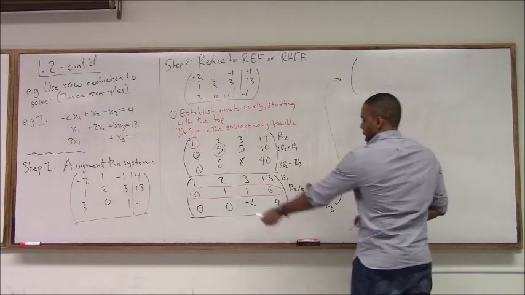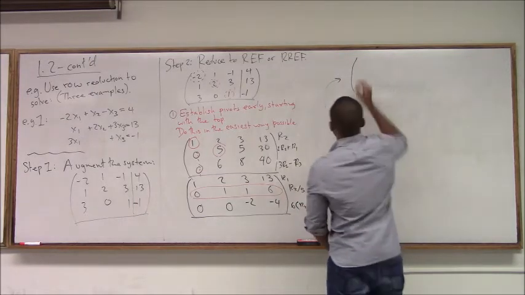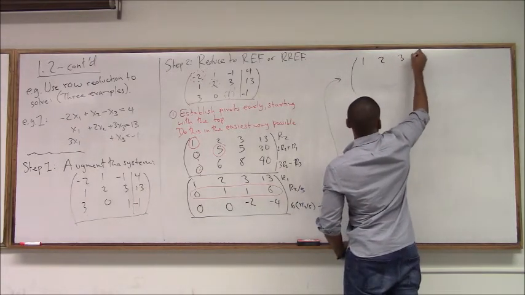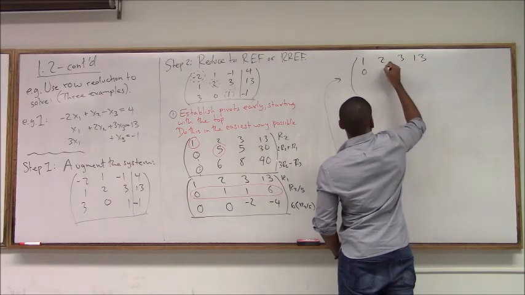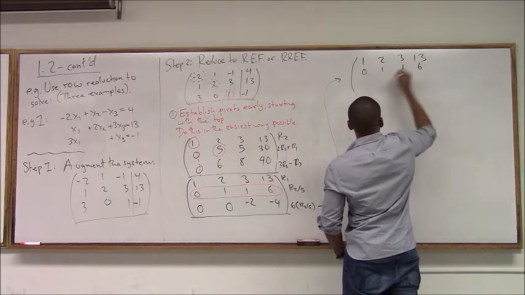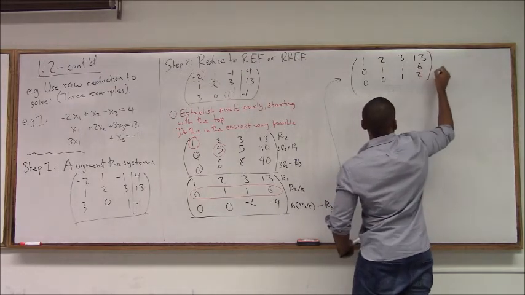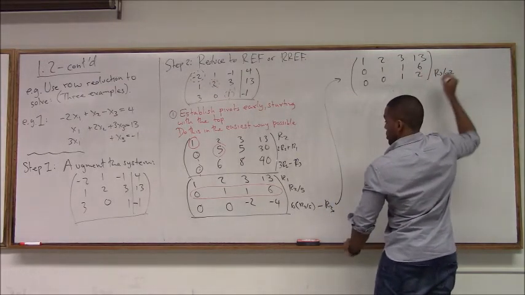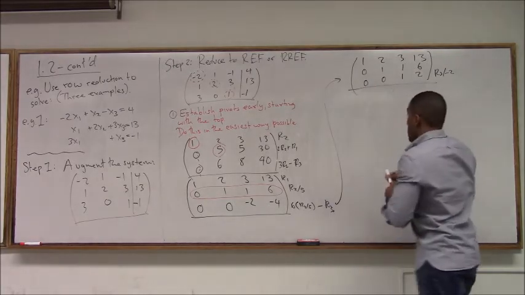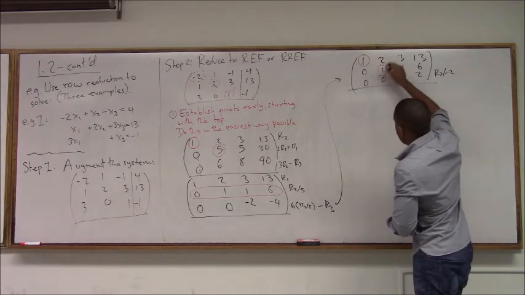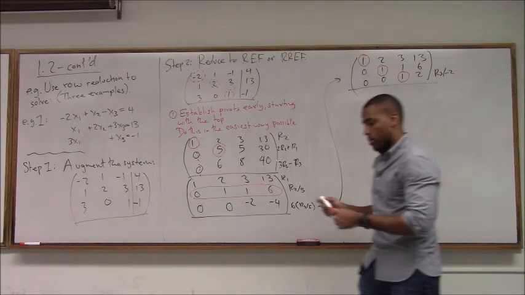And so now I can just divide this through by minus 2. So that's 1, 2, 3, 13, 0, 1, 1, 6, 0, 0, 1, 2. So I just took row 3 divided by minus 2. And now all my pivots are established, and I'm in row echelon form.